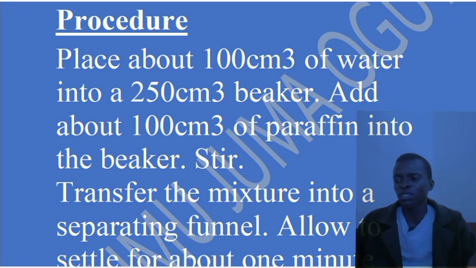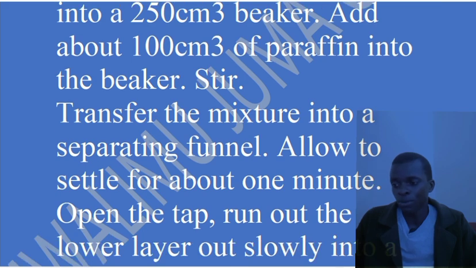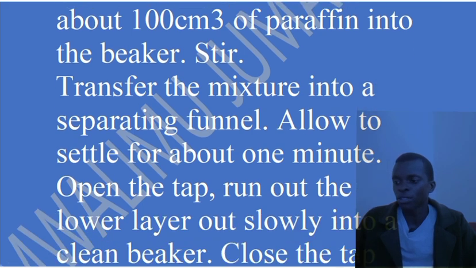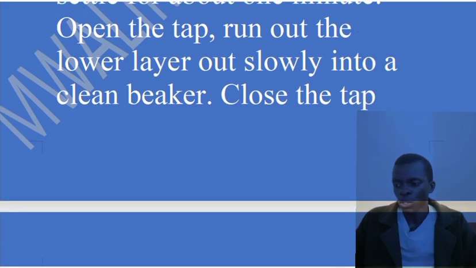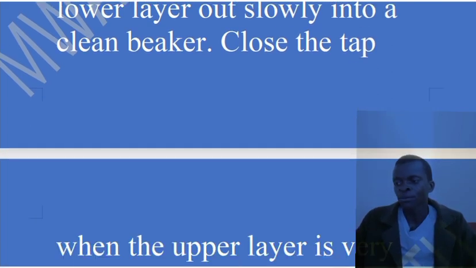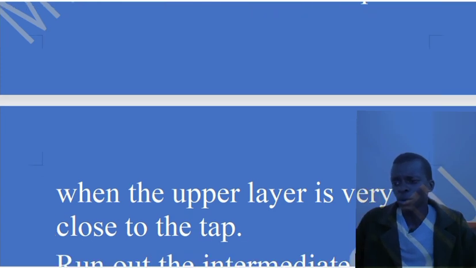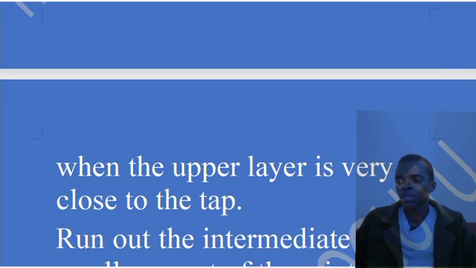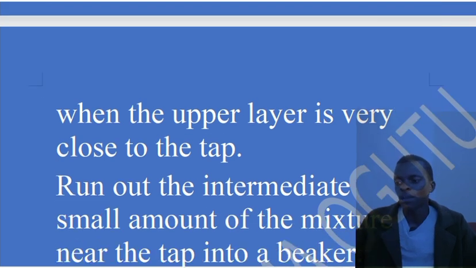So you transfer the mixture into a separating funnel. Allow it to settle for about 1 minute, then open the tap, run the lower layer out slowly into a clean beaker, and close the tap when the upper layer is very close to the tap. When the upper layer is close to the tap, we run out the intermediate. We say that the intermediate contains both the water and the paraffin.